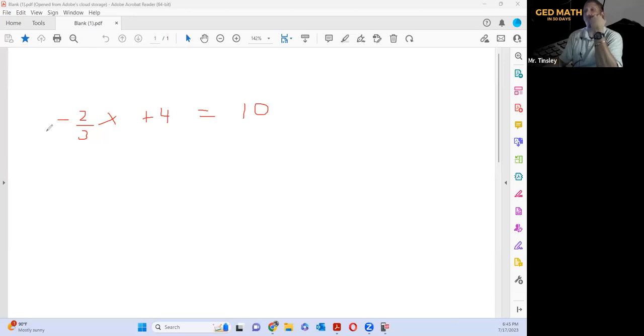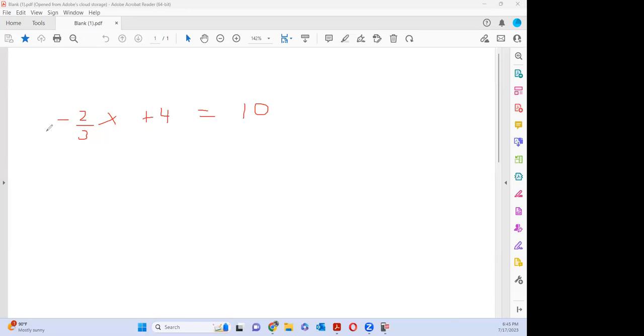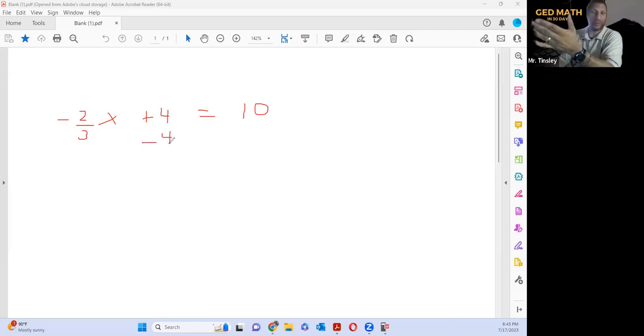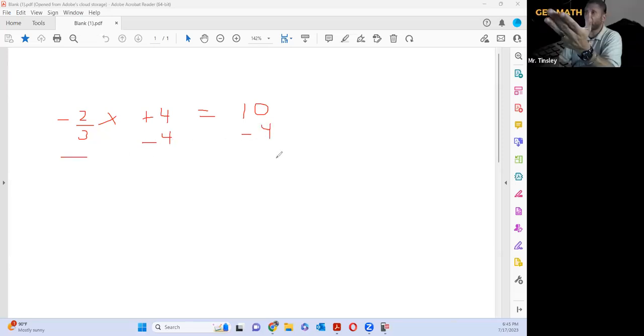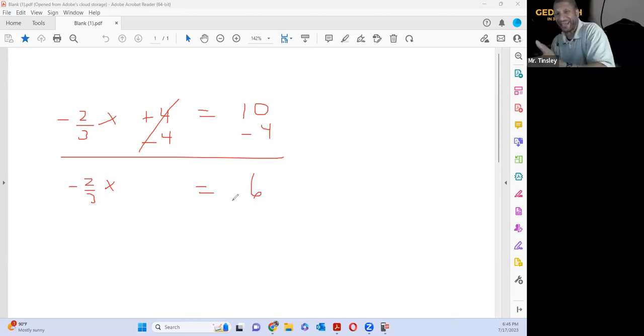Okay. Well, I will subtract 4 on both sides. It doesn't matter what that coefficient in front of the x is. I don't care if it's a decimal, I don't care if it's a fraction. You're solving a 2-step equation. You're trying to get rid of everything that does not contain a variable. So subtract 4 from both sides. You get minus 2/3 x. The 4's cancel. Bring down the equal. 10 minus 4 is 6. How can I get x by itself?